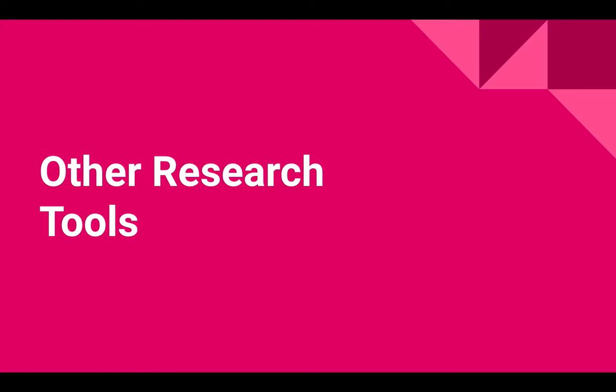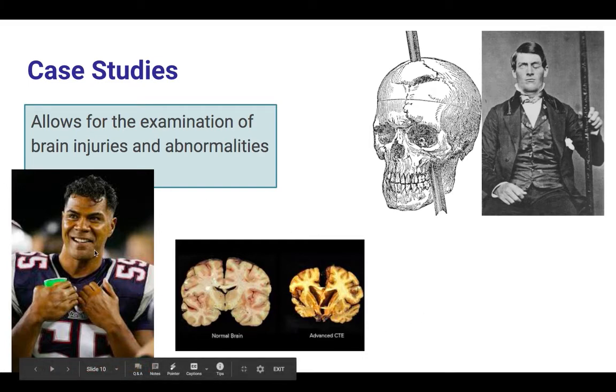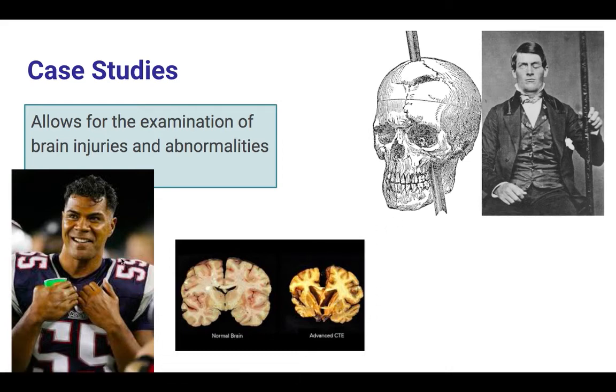There are other research tools as well. The first is case studies. Case studies allow for the examination of brain injuries and abnormalities. So here's our friend, Mr. Phineas Gage. He's a case study. Also, Junior Seau. He was a Patriots player who was diagnosed with CTE, which is a brain condition where, from playing football and having many traumatic injuries to the head, your brain actually shrinks, and you often die pretty young.